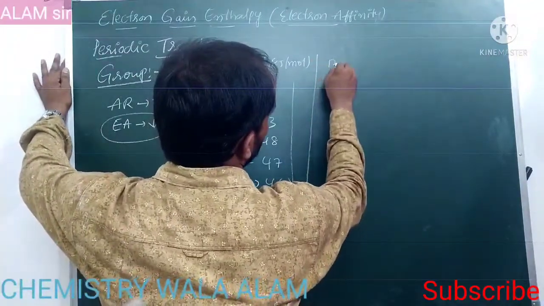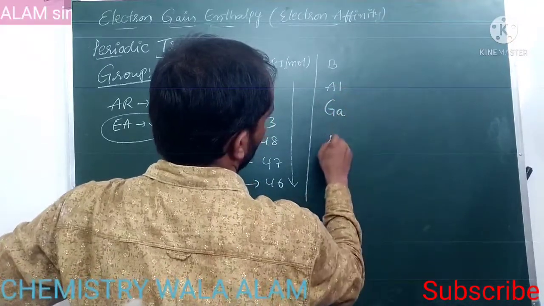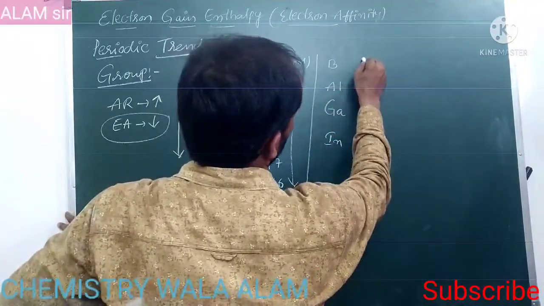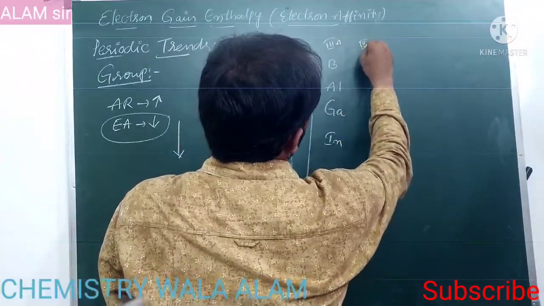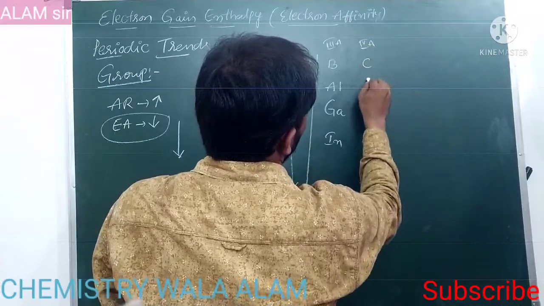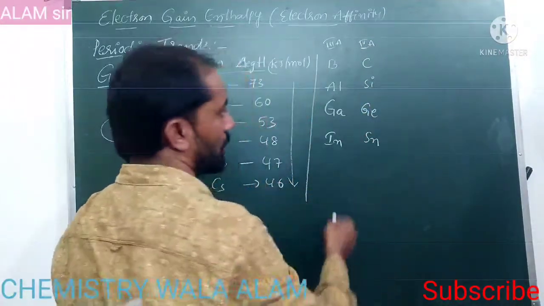Boron, aluminium, gallium, indium. Next one, 4A group elements. So what are the 4A group elements? Carbon, silicon, germanium, tin, of course lead also present.